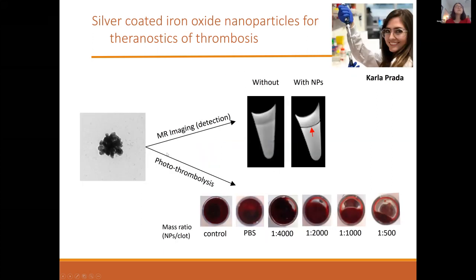So we also use this particle for thrombus imaging. You can see again the thrombus at the bottom of the Eppendorf tube, and we can see the particles bind on the surface of the thrombus and show up as a dark signal on the surface.